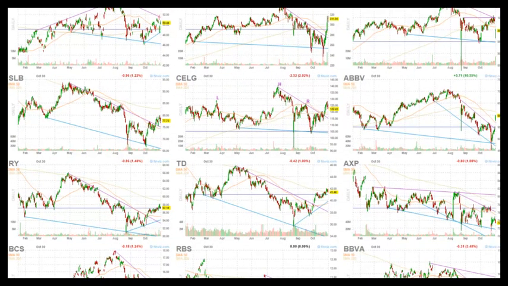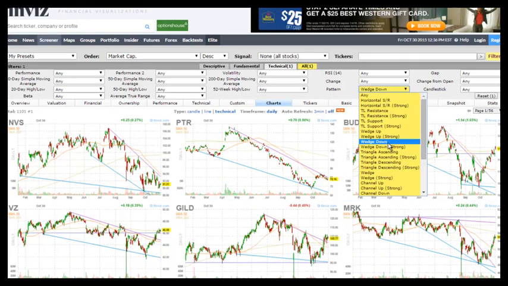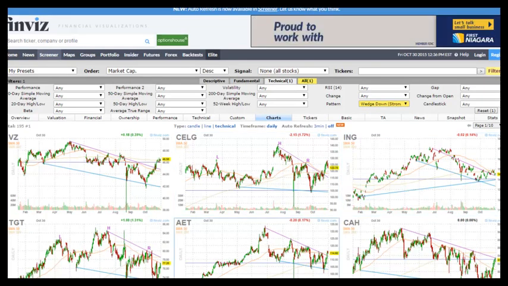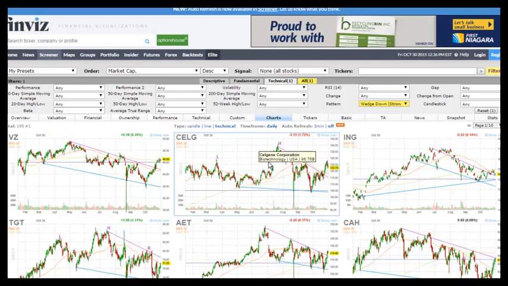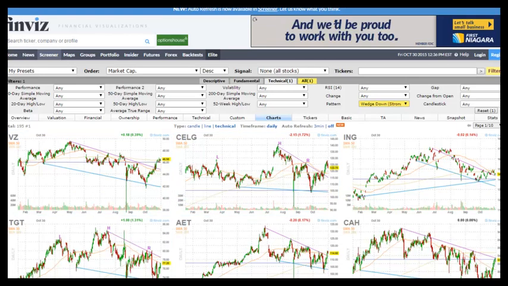We're going to go up to the top, and that's the wedge down. Now I'm going to go to a strong wedge down, and there we have a little bit stronger wedges. Now, a lot of them, again, are already broken out of their wedge patterns. We tend to grab them as they're pulling back into the lower trend line, the lower wedge line, and have that divergence set up. Most of these have broken out. Aetna's interesting. I mean, it's already moved.